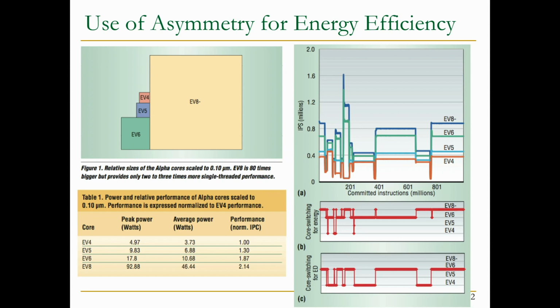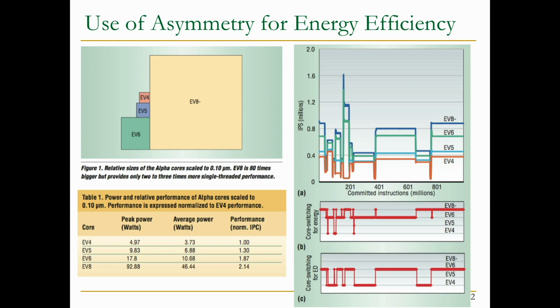Okay, and you can see that they all have different power and performance characteristics according to this paper. Actually, Intel paper has different results, as you can see, right? For example, here, these folks say that the peak power of a very simple in-order core is 5 watts, whereas the sophisticated out-of-order core is 93 watts. Average power is here 4 watts. Average power is 46 watts. Performance is 1 here, normalized, 2 here.